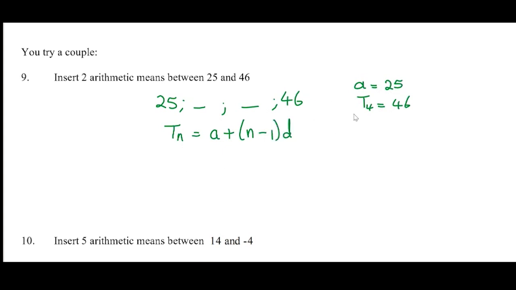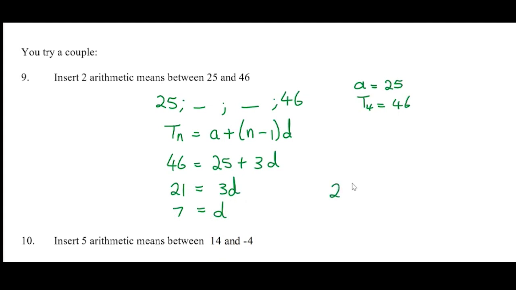There it is. Now, because the fourth term is 46, 46 will be A, which we know is 25, plus 3 lots of D. Right, let's solve this little equation. Remember the idea of a balance. Whatever we do to the one side, we must do to the other. We're going to subtract 25 from both sides, leaving 21 on this side and 3D on this side. Next up, we're going to divide both sides by 3, and we get D equals 7.